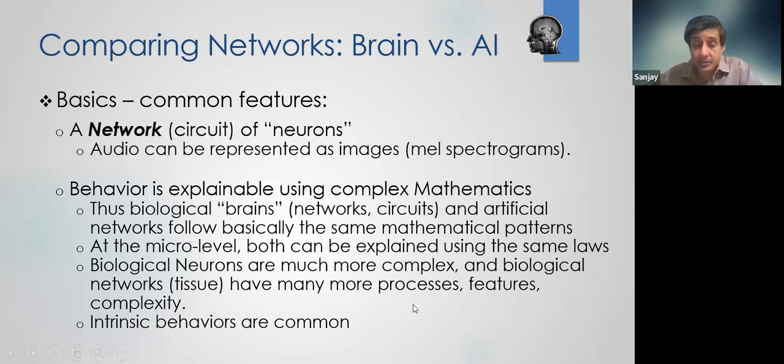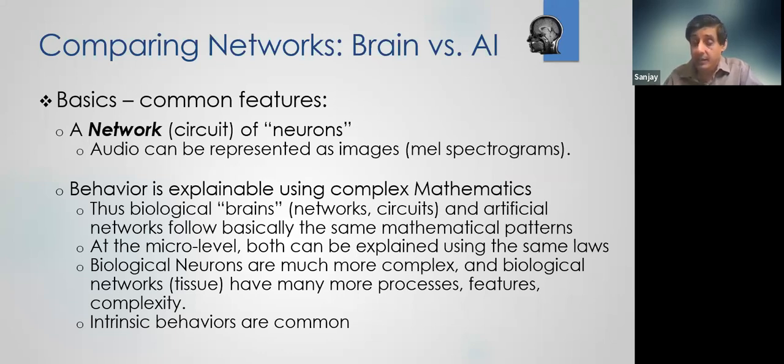Biological neurons are much more complex, and biological networks, meaning tissue, for example the brain, have many more processes, features and complexity. They're actually much more complicated than these simple neurons in artificial intelligence. But that complexity doesn't affect the mathematics at the level we're talking about here. Those complex behaviors of biological neurons have their own, more complex mathematics to explain them. But those additional levels of mathematics are not needed to explain the gross level behaviors that we're seeing right now in these artificial intelligence systems and in animals and humans.